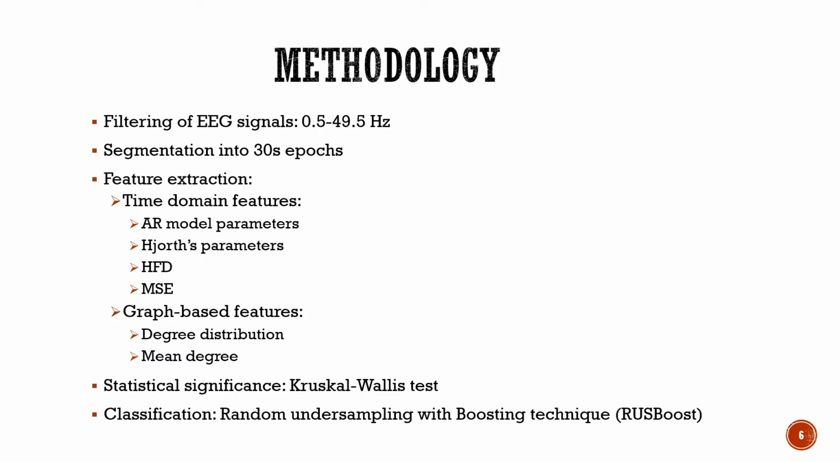Now this is the methodology of the proposed method. So first of all, we have filtered the raw EEG signal in the frequency range of 0.5 to 49.5 Hz, followed by the segmentation into 30-second epochs, and then we have extracted the features that I just mentioned in the previous slides, which are time domain features and the graph-based features.